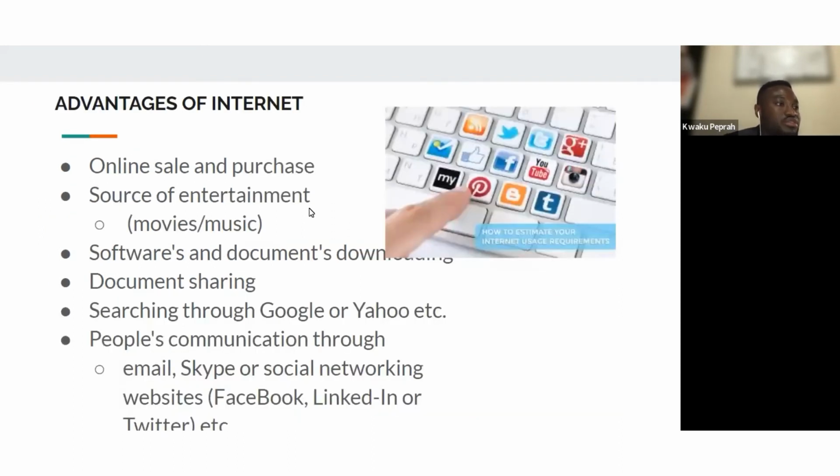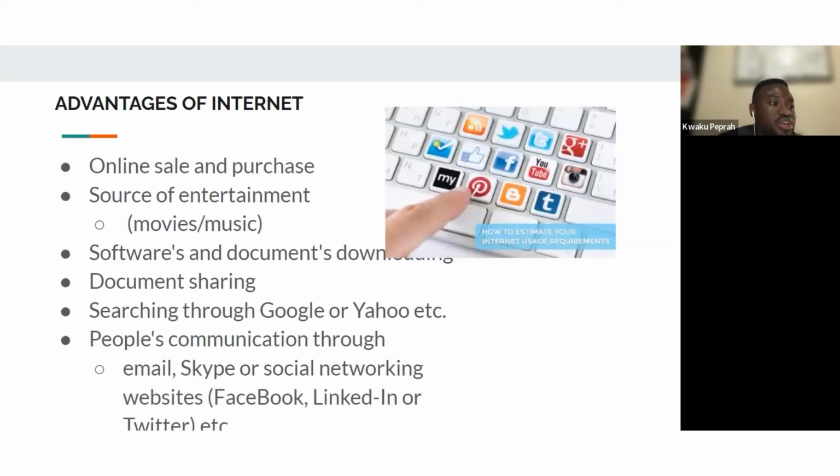Here are also advantages of the internet. The internet can be used for online sales and purchases. It is a source of entertainment. Also, downloading software and documents is possible because of the internet. Document sharing is also possible, for example, sharing Microsoft Word documents or Google Sheets, which normally have databases.